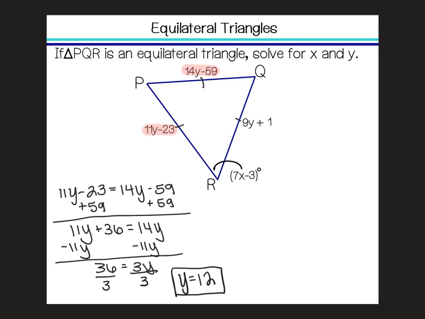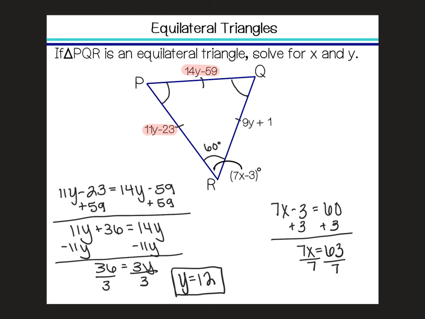For the angles, remember, I know that each angle of this triangle is congruent. I also know that each angle is 60 degrees. So to solve for x, I'm going to set 7x minus 3 equal to 60. Add 3 to both sides. 7x equals 63. And dividing by 7, I get 9.